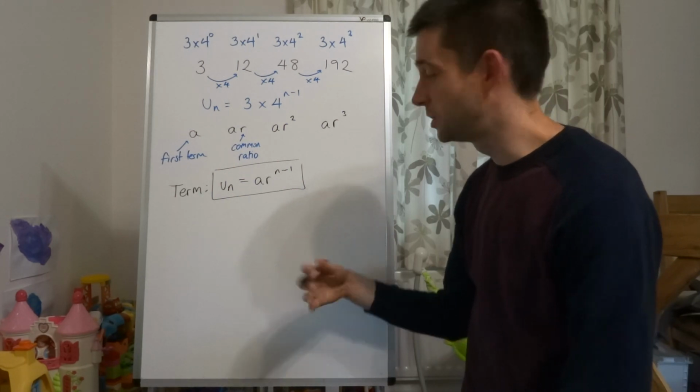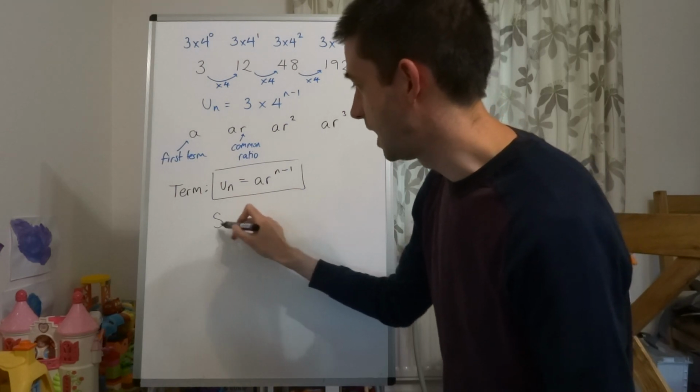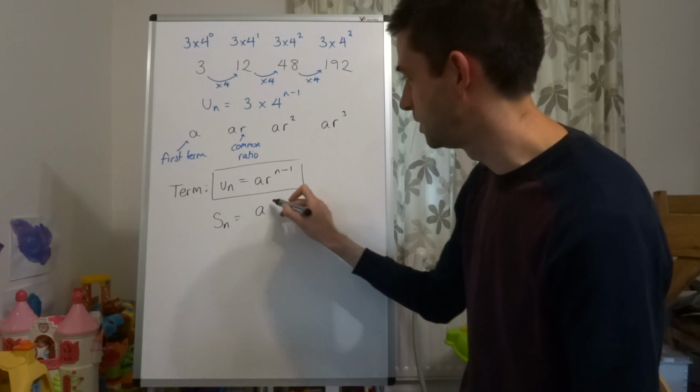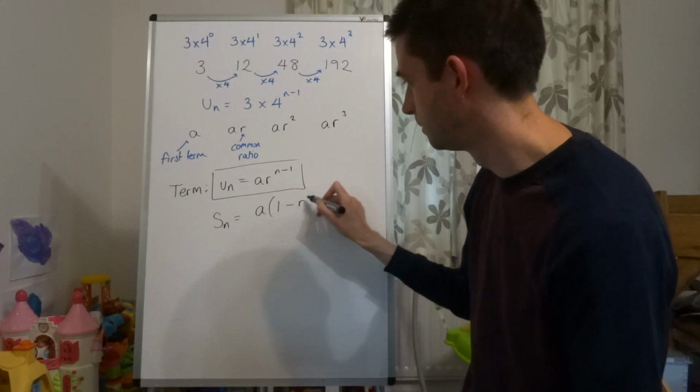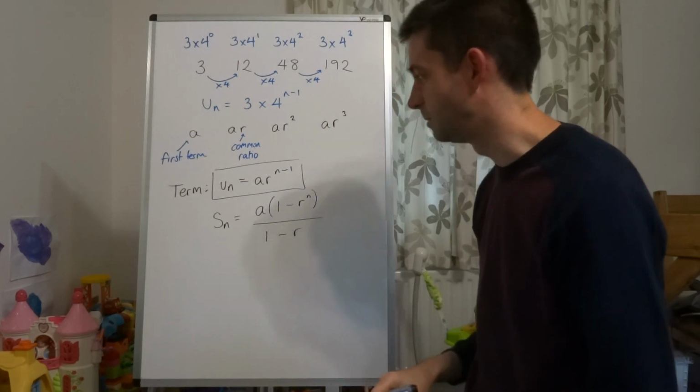Another one that you need to use, which I won't derive now, but there is a proof for it, is the sum to n terms. And there's actually two versions of this. I'm just going to commit to this one. I like my students to have one formula they commit to.